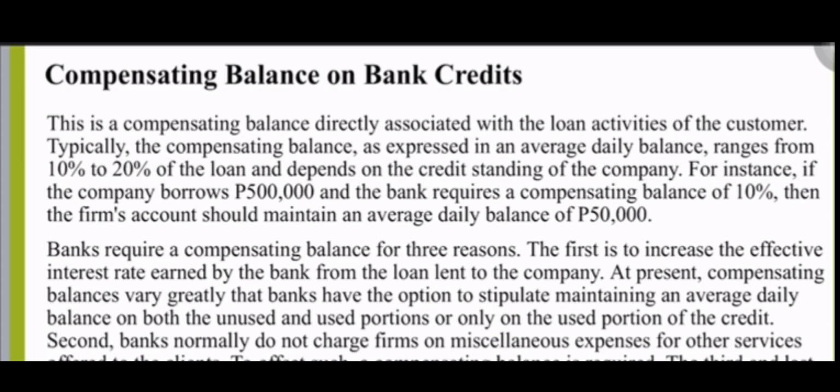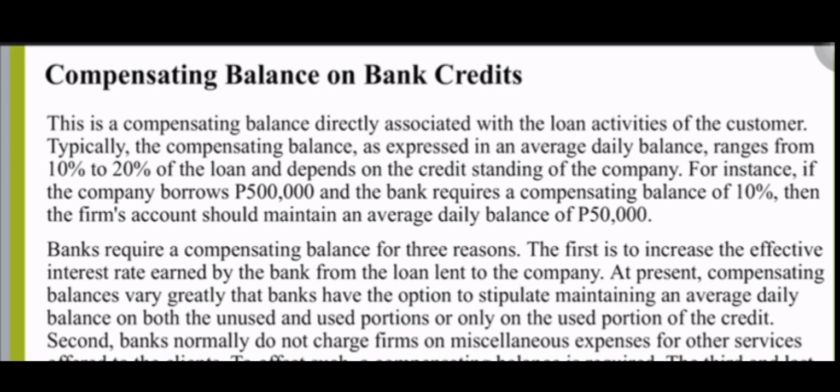This is a compensating balance directly associated with the loan activities of the customer. Typically, the compensating balance, as expressed in average daily balance, ranges from 10 to 20% of the loan and depends on the credit standing of the company. For instance, if the company borrows 500,000 and the bank requires a compensating balance of 10%, then the firm's account should maintain an average daily balance of 50,000.